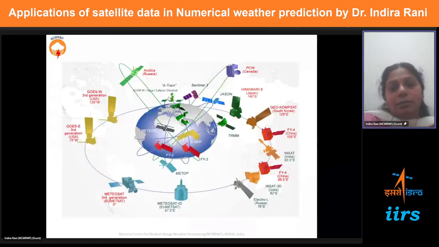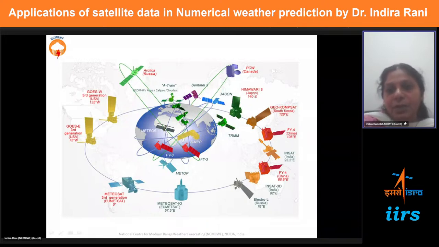If you see the WMO's meteorological satellite network, it includes satellites from almost all the space agencies. Here you can see the meteorological satellites operated by different agencies, and this is the geostationary ring. Over India, we have many geostationary satellites having coverage.